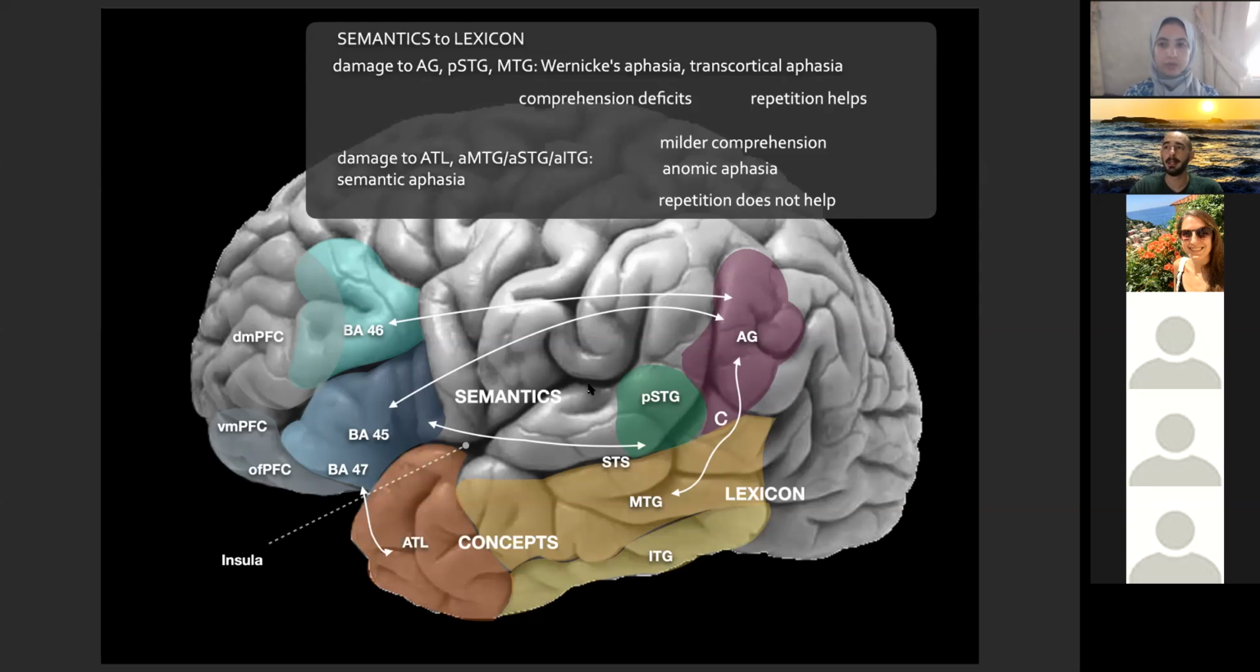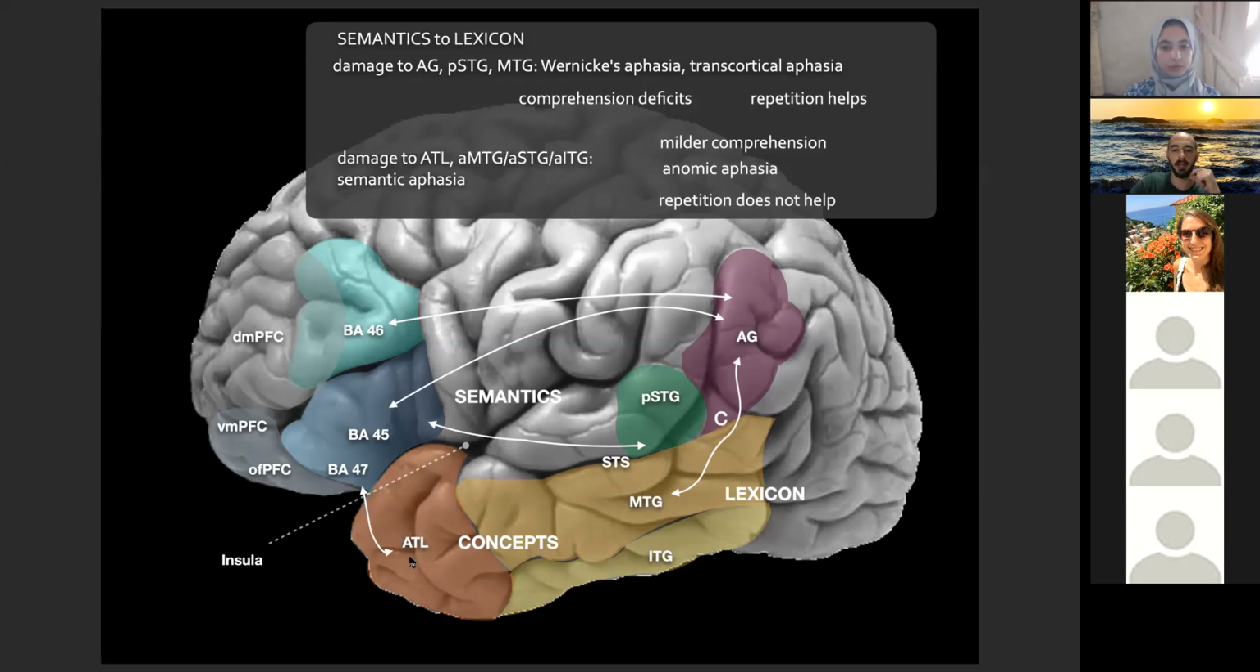And how do we know that? Because the comprehension deficits in these syndromes are often multimodal. So they extend to different modalities, like auditory modality, visual modality, written modality. And if you have a generalized deficit, then you might infer that there is a more generalized processing problem, okay?